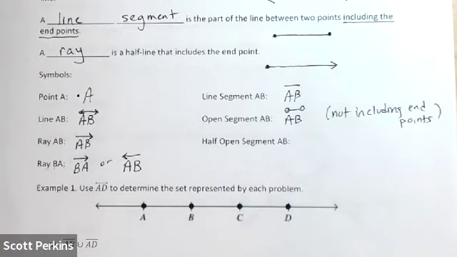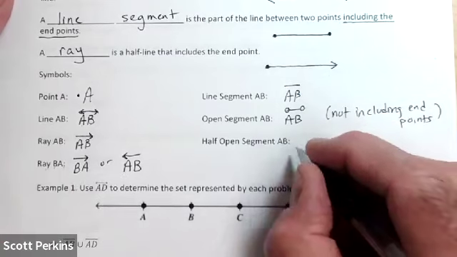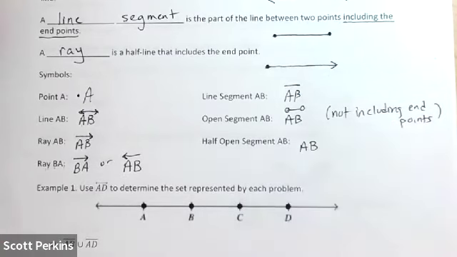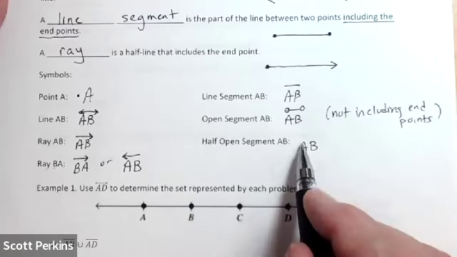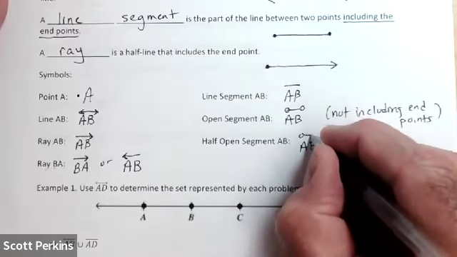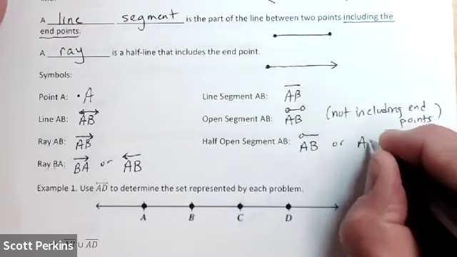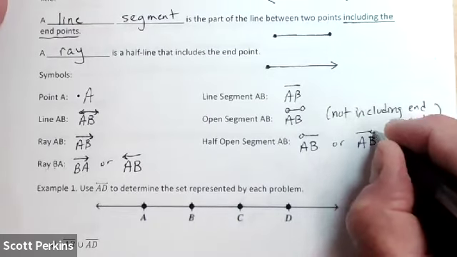And then finally, the last thing you might see as you're going through your homework, and I've just done the symbols for the really common things that you encounter most often, is a half open segment AB. I didn't define which part is the half open, so I'll just show you. If point A is the part not included, you'd put an open circle there, and then B would be included. Okay, that's why it's called half open. Or if B was the one not included, you would write it like this, A, B, and then you'd put the open circle over B.